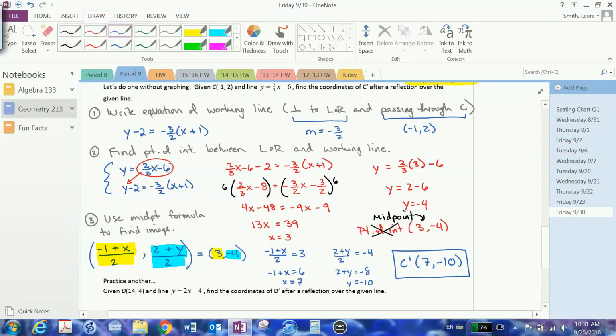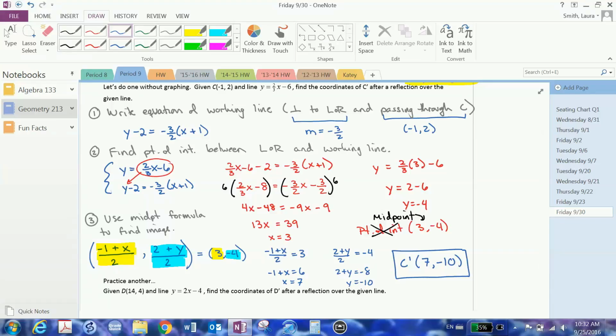What I did, just kind of work it backwards now, what I did is in using this midpoint formula, I've said that the midpoint between C, my starting, my pre-image, and C prime, what I just happened to find, was actually this 3, -4, right? And that midpoint is the point of intersection between the line of reflection and the working line. We got it?